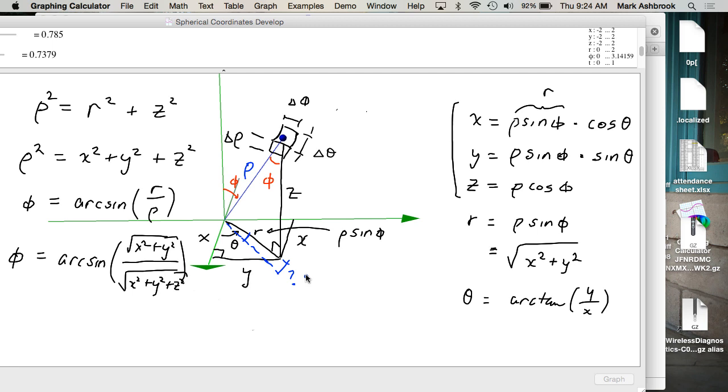It's r times delta theta, right? So yes, it has to do with how much angle you swept, but it's also proportional to how far away you are. The further you are away, the bigger that change is. So this distance is delta theta times r. And in spherical coordinates, what is that? Rho sine phi delta theta.